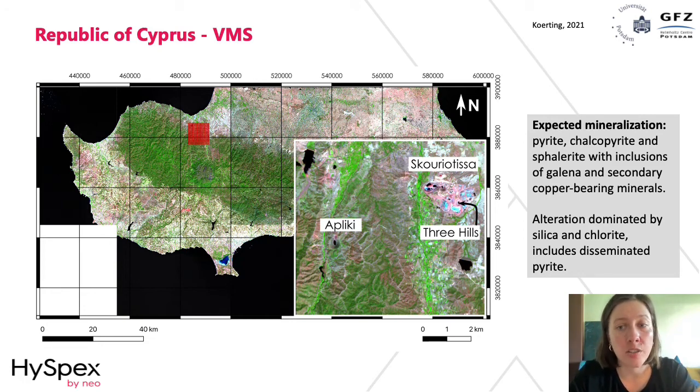More precisely, the alteration here is going to be differentiable by being able to map sericite, chlorite, kaolinite, and smectitic alteration zones, for example. And we're looking at two open pit mines here. We have the Aplikimine open pit, which was closed in the 1970s. So this is going to be dominated by secondary alteration. And then we have the Three Hills open pit, which is one open pit mine in the operating Skouriotissa mine. Both of them are copper gold pyrite mines.